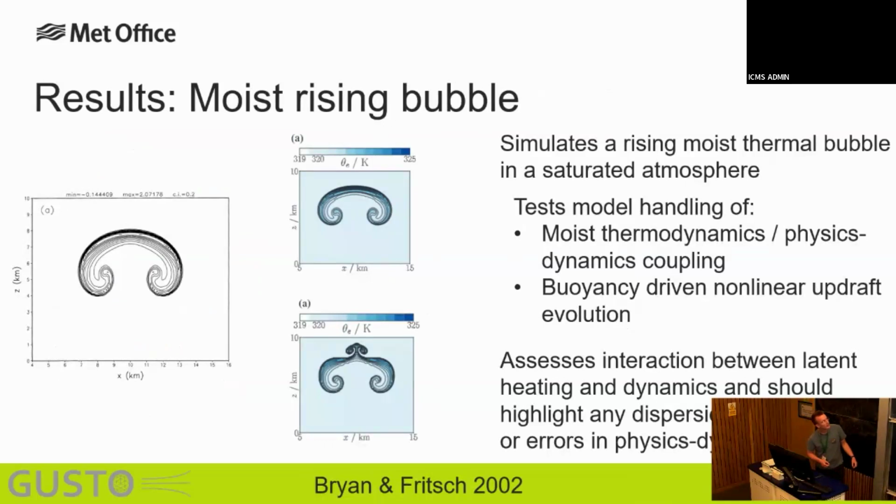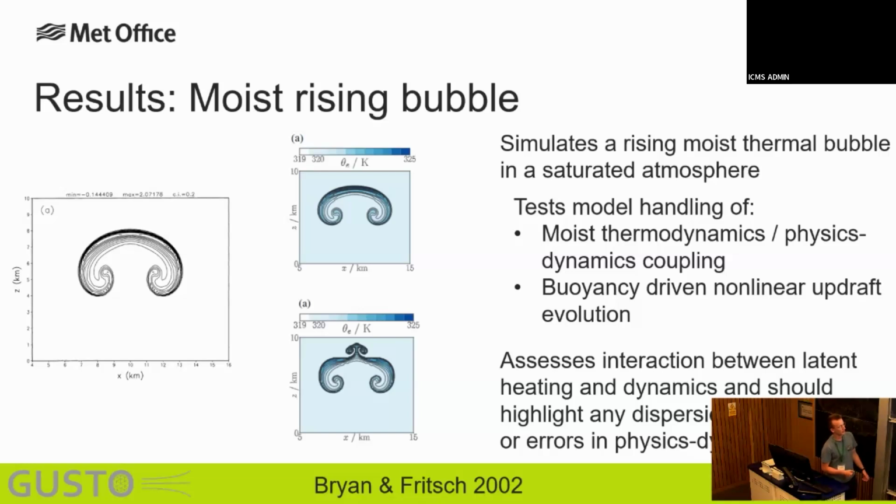Okay, so the next test case includes moisture. Essentially, it simulates a moist thermal bubble in a saturated atmosphere. So it's testing your moist thermodynamics and the coupling between your physics and your dynamics. And it's this kind of buoyancy-driven nonlinear updraft.